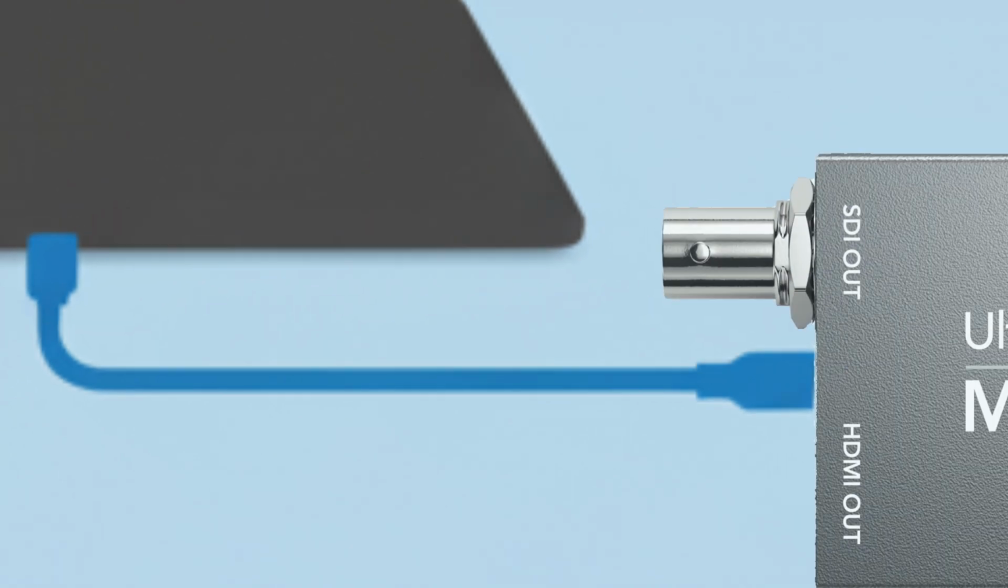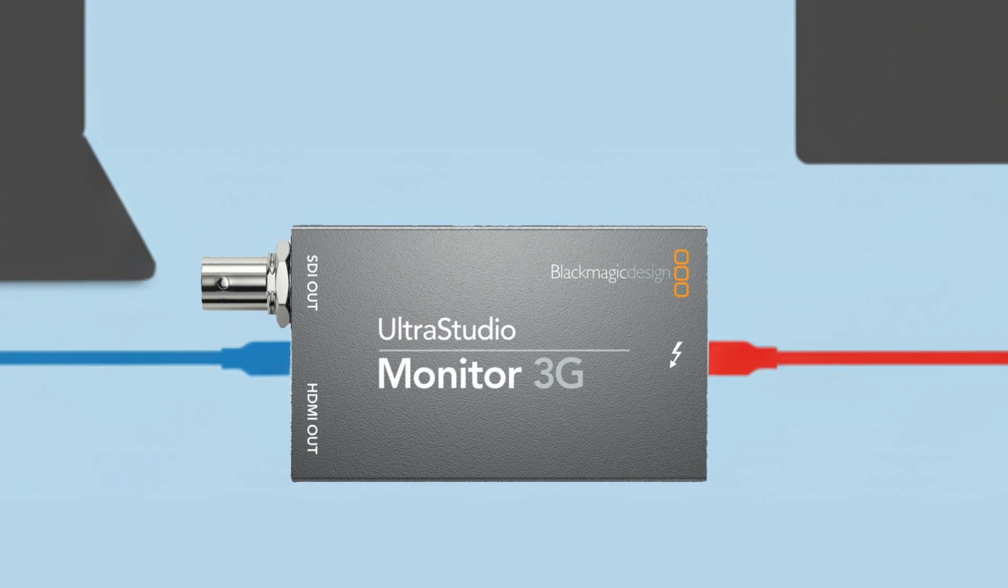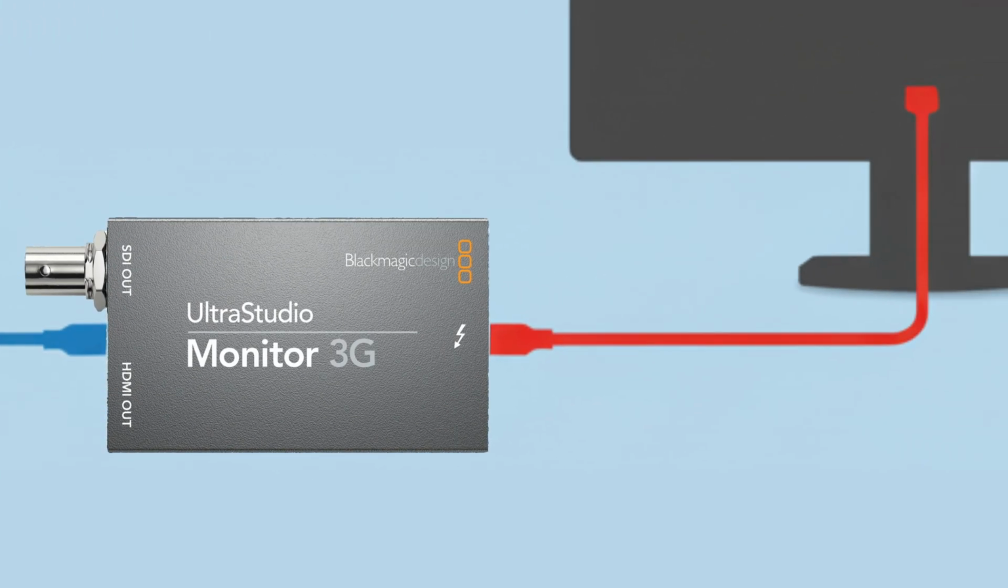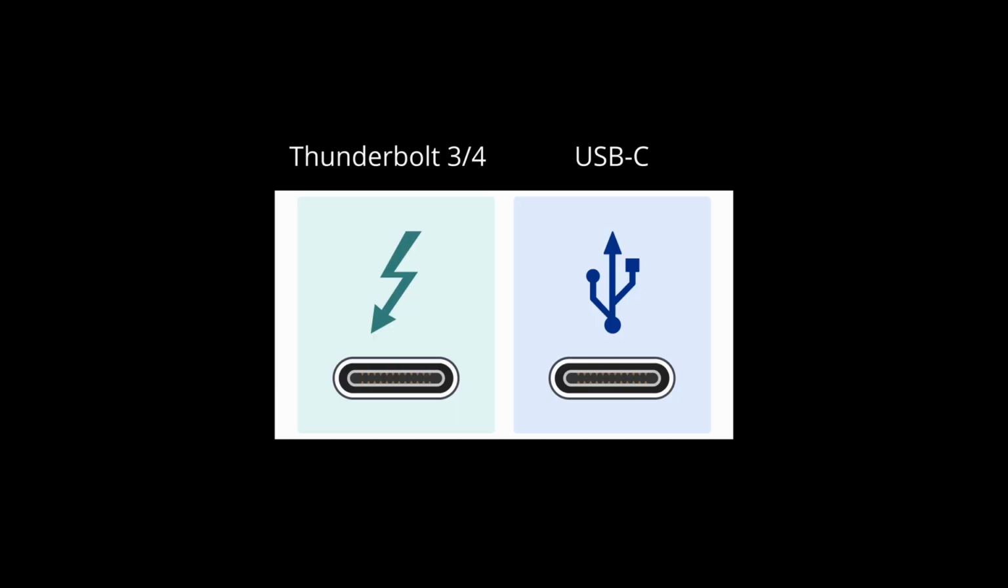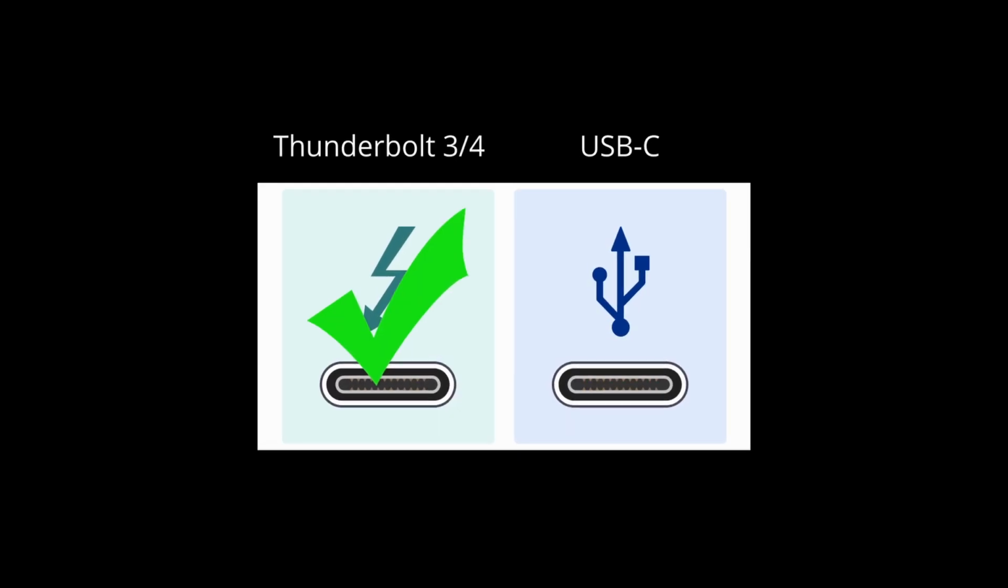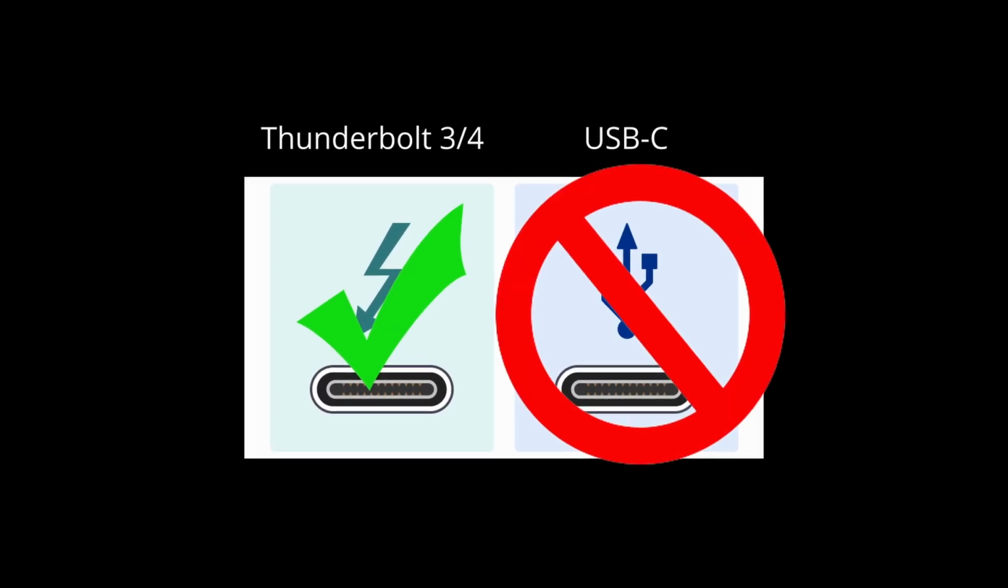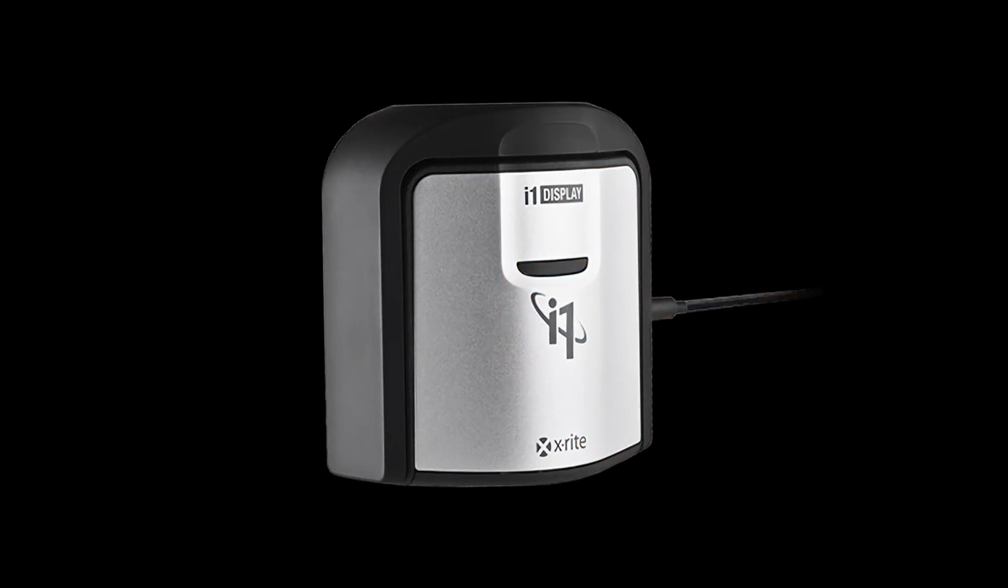To set the system up, you'll need to connect your laptop or desktop via a Thunderbolt 3 or 4 cable to an UltraStudio 3G, and then to your monitor via an HDMI or an SDI cable. Note that you must have at least Thunderbolt 3. This is not USB-C.